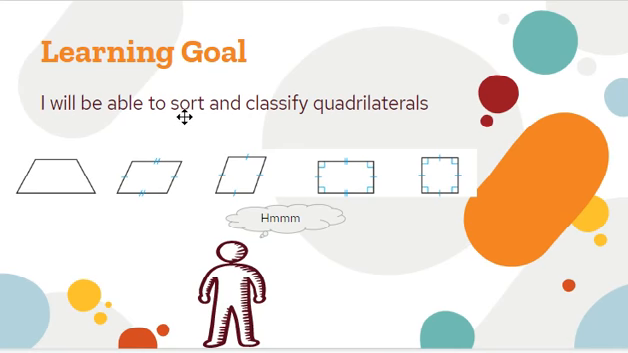I will be able to sort and classify quadrilaterals. Now, you may or may not have heard that giant fancy word before, but if not, it's okay. I'll tell you that this is just a fancy way of saying that I can put shapes that have four sides into groups based on what I know. So you will be able to classify quadrilaterals. Try saying that 10 times fast. And let's get started.